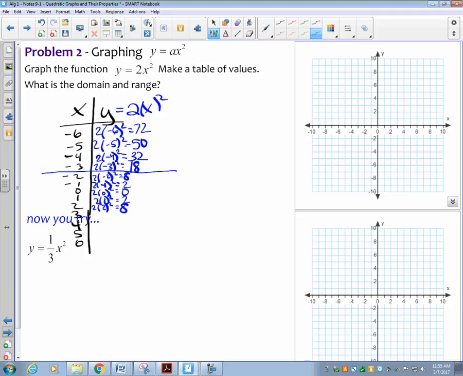And then what do you guys think 3 will be? We follow the pattern? 18, you're right. And then 4 would be 32. And then 5 would be 50. And 6 would be 72.